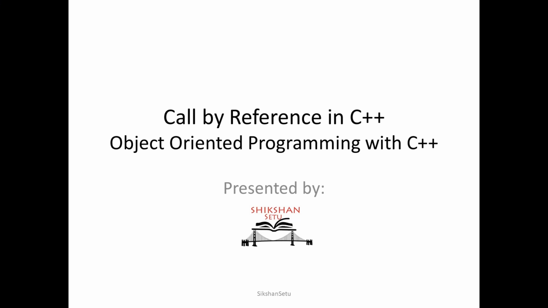Hello friends, in this video we will be talking about call by reference in C++. It means that we will be using reference variables to pass function arguments, and we are trying to get the reference variable as return type in function argument.